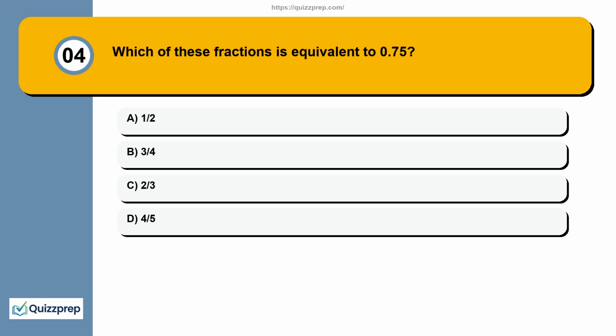Question 4. Which of these fractions is equivalent to 0.75? Here are your options. Option A. 1/2. Option B. 3/4. Option C. 2/3. Option D. 4/5.